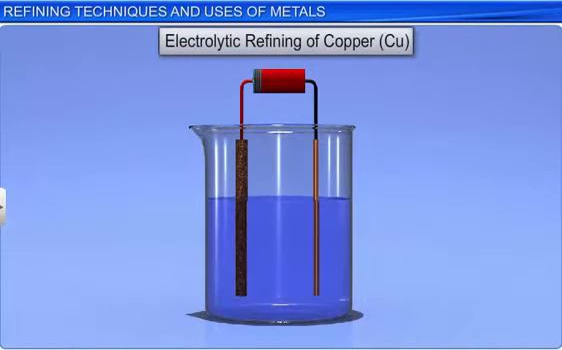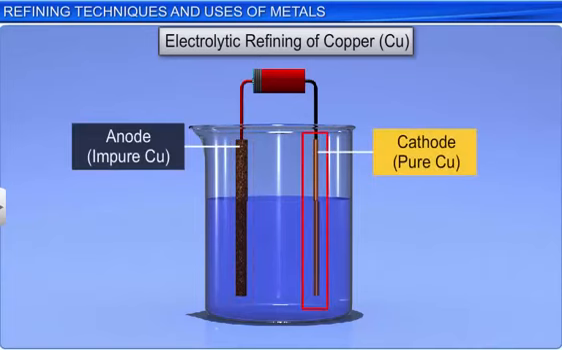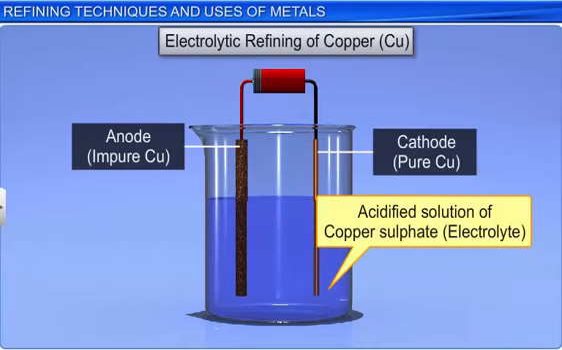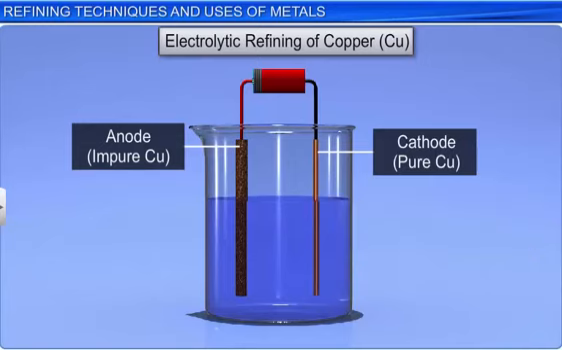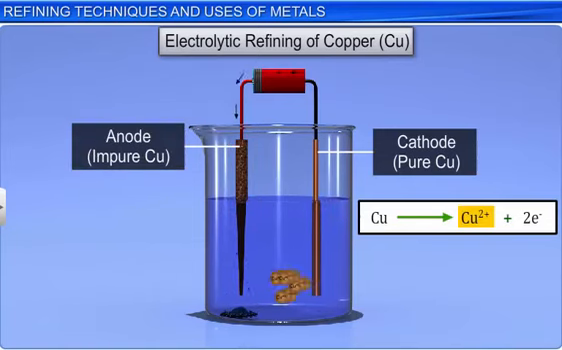For example, copper is refined by the process of electrolytic refining. Impure copper metal is made the anode, while a thin strip of pure copper is made the cathode. An acidified solution of copper sulfate is taken as the electrolyte. On passing electricity, copper atoms from the impure copper anode lose electrons to become Cu2+ ions and enter the electrolyte. These metal ions are reduced at the cathode and are deposited as pure metal.